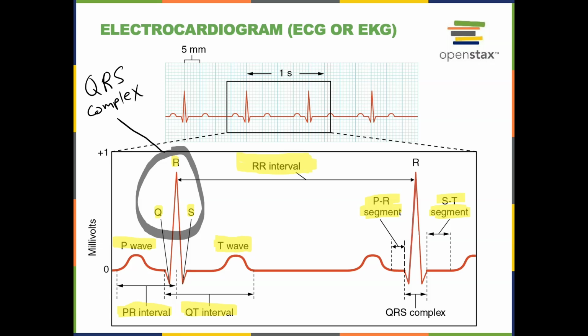Then the R to R interval is a convenient way to measure the duration of one cardiac cycle. We can take the reciprocal of that to get the number of beats per second, and we just need to multiply by 60 seconds per minute, and that will then give us the heart rate.